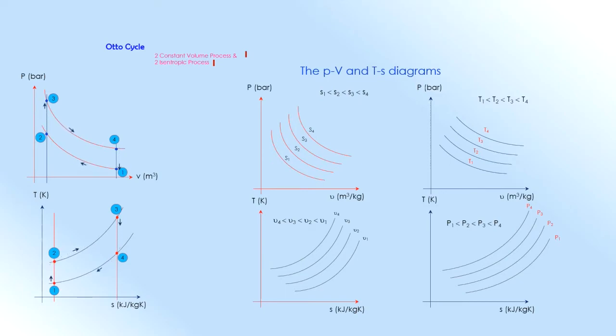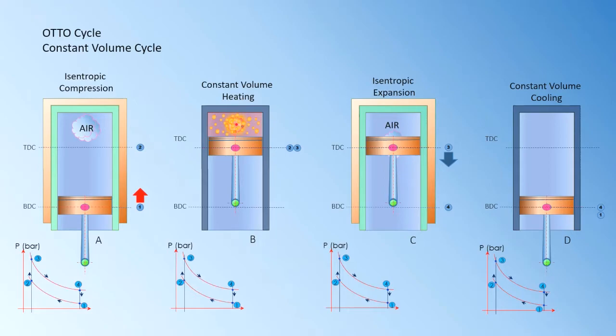And remember why we are referring to PV and TS diagrams. PV actually refers to work done, and TS actually refers to the heat transfer. Since we have known that the Otto cycle, or constant volume cycle, consists of 2 reversible constant volume processes and 2 reversible isentropic processes, it is equivalent to a petrol engine cycle or a 4-stroke internal combustion engine cycle.